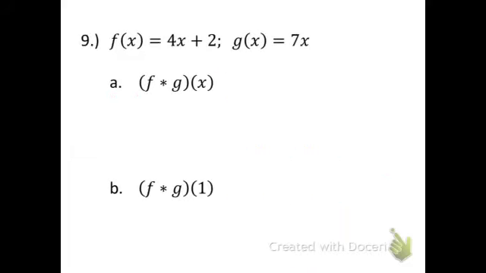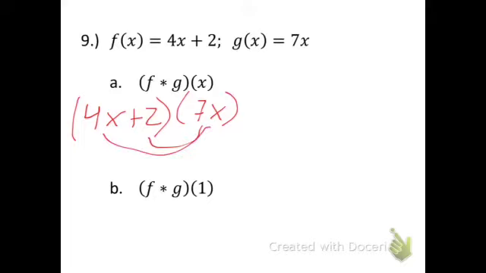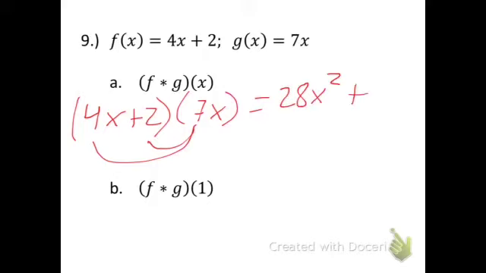Moving on to 9. This time, f of x is the one that's the binomial, as in it has 2 terms. G of x is a monomial. Again, you're just going to distribute. You just do 7x times both of those. It doesn't matter if the number's after the parentheses or before, you'll still just distribute. So when you do distribution, 7x times 4x is 28x squared. And 7x times 2 is 14x. We got that guy squared away.